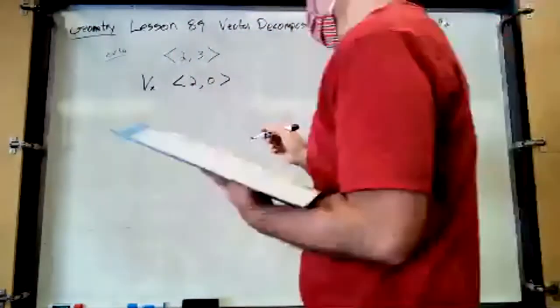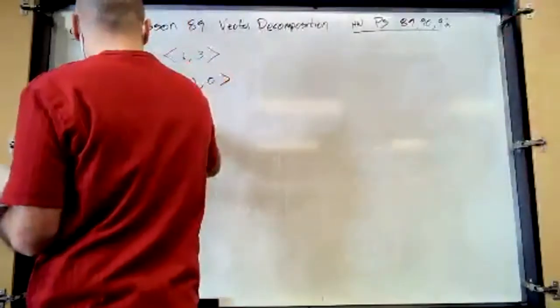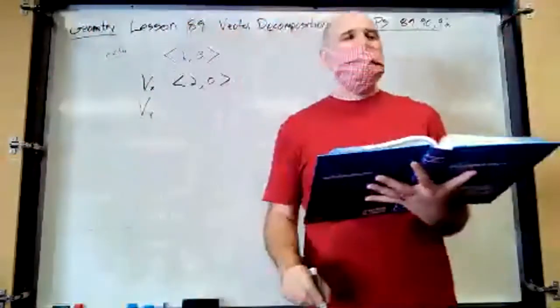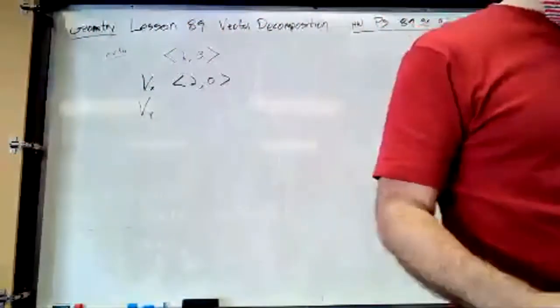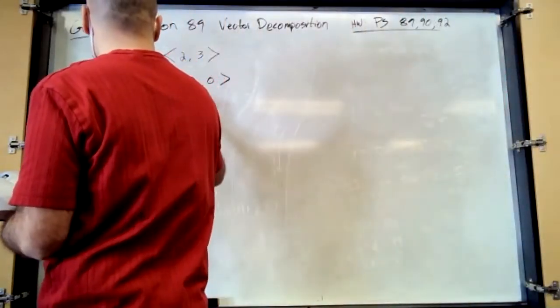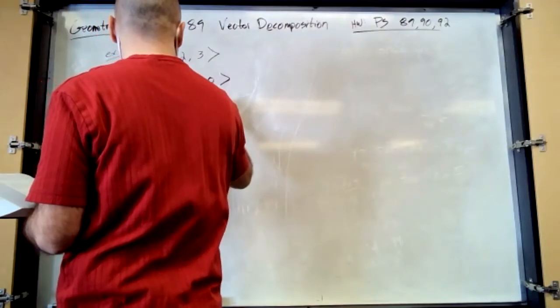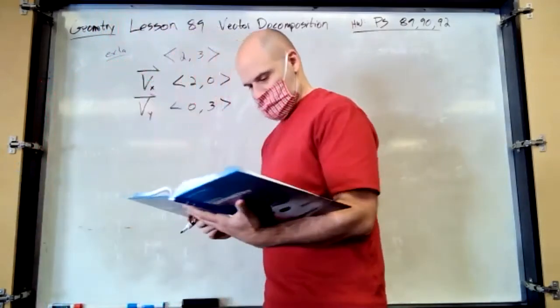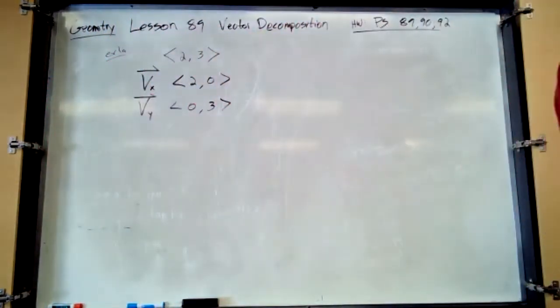And then the y vector, so you can do v subscript y, would be 0, 3. Does that make sense? So it's just like you don't want to cut through people's yards, so you're going to go around the block.